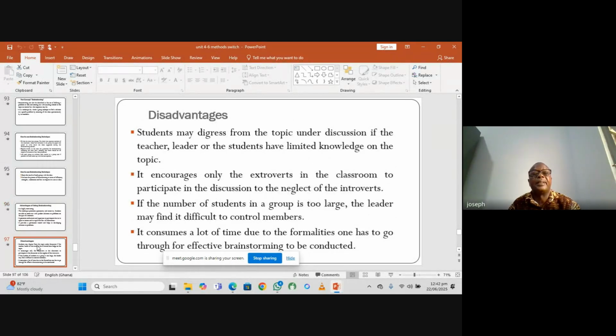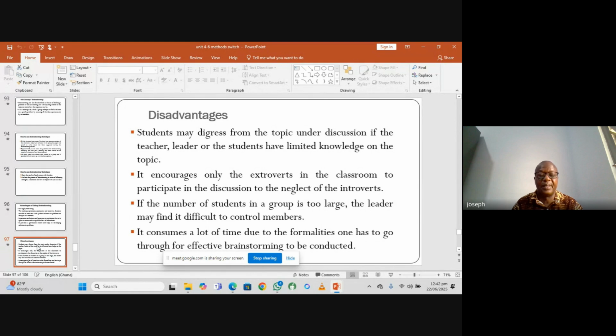Okay, disadvantages. Students may digress from the topic under discussion if the teacher or the leader or the student have limited knowledge on the topic. They may be saying different things that will not solve the problem because they may not have knowledge about the topic. It encourages only the extroverts in the classroom to participate in the discussion, to the neglect of the introverts.